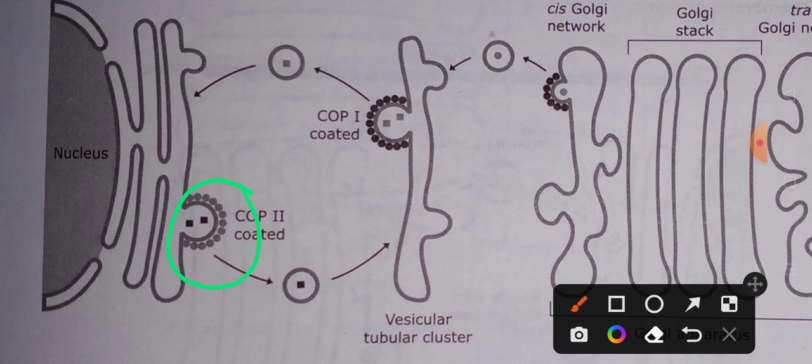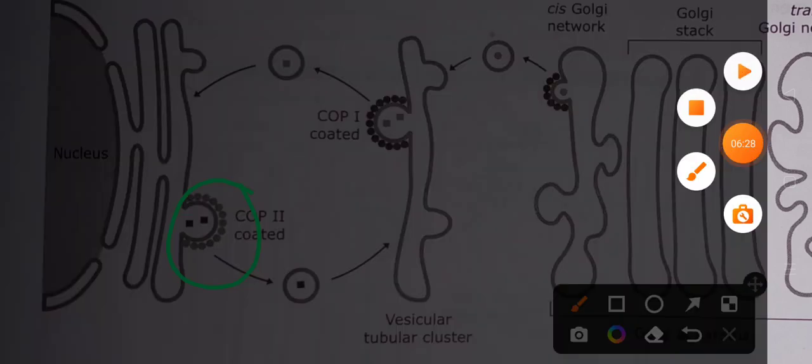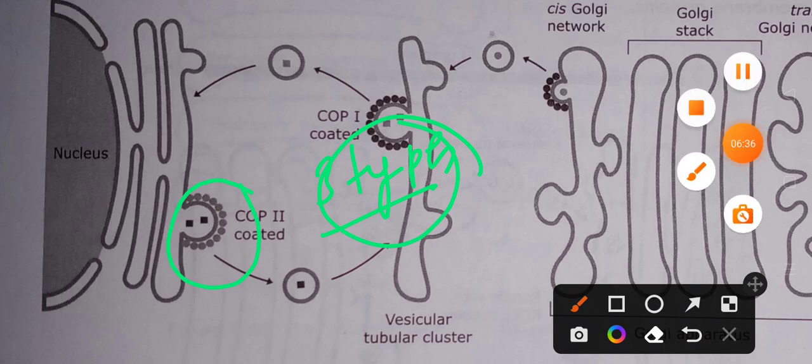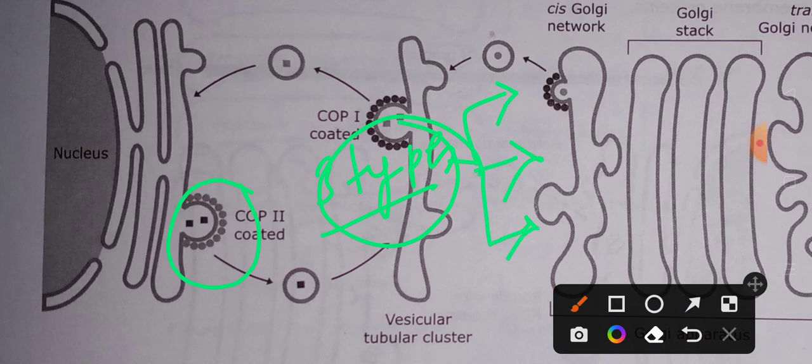In our body there are three types of vesicles that are known, and we are going to discuss them, and these three types of vesicles are formed from different types of proteins. One vesicle is formed of COP1 protein, another vesicle is formed of COP2 protein, and another vesicle we are going to see is formed of Clathrin protein.